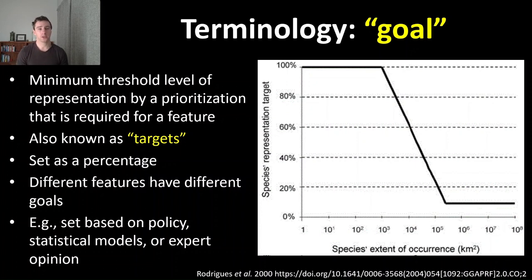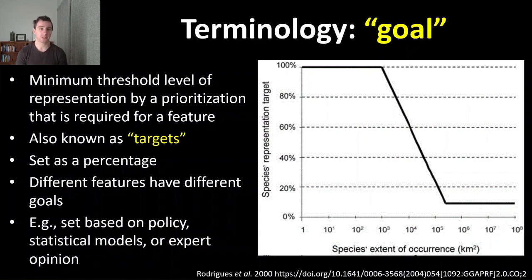Goals are also known as targets. Targets is more commonly used in systematic conservation planning, but for the purposes of the Where to Work tool, we refer to these as goals. Within the context of the Where to Work tool, goals are always set as percentages. And it's very common to have different goals for different features. And this makes sense because you might have some features where it's really important to ensure that their entire distribution is covered by priority areas.